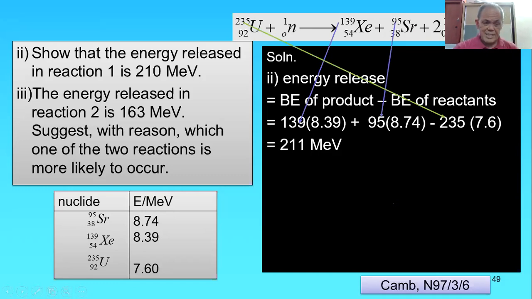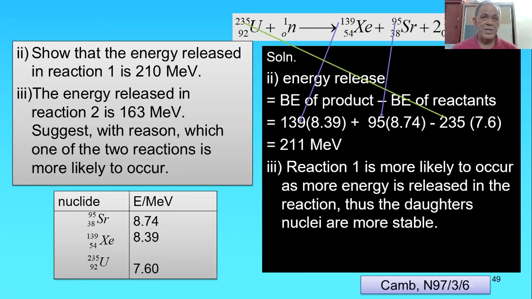The energy released in reaction 2 is 163 mega electron volts. Suggest a reason which of the two reactions is more likely to occur. The one that releases the most binding energy: it wants to be more stable, so you want to get rid of as much energy as possible, then it becomes stable. So reaction 1 is more likely to occur as more energy is released in the reaction. Thus, the daughter nuclei are more stable.